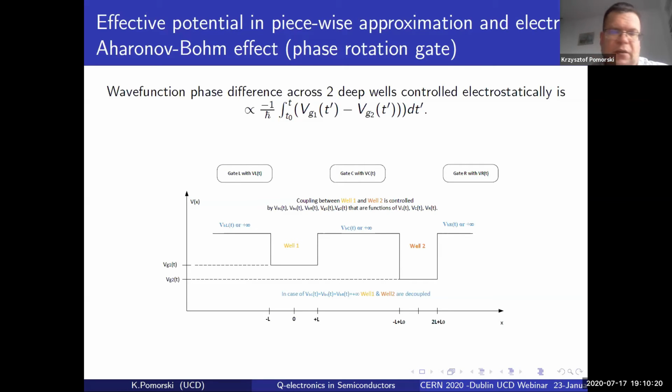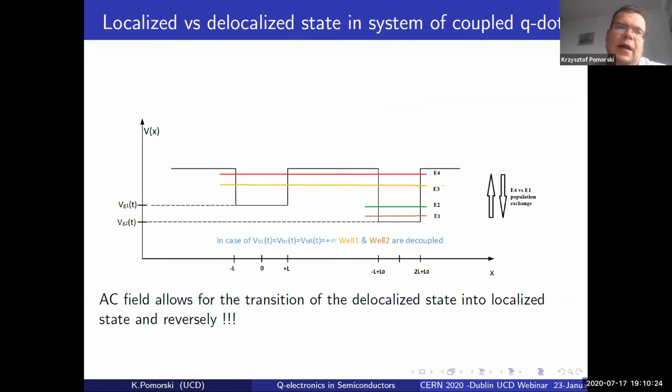So that's a kind of general prescription. All right, so then there is also another issue. If you have two different bottoms in the effective potential, what is possible is that you might push the state into a more localized state.